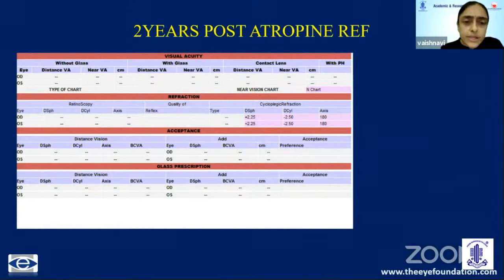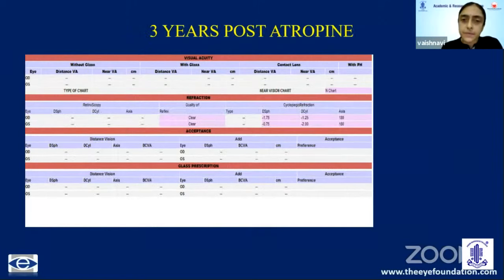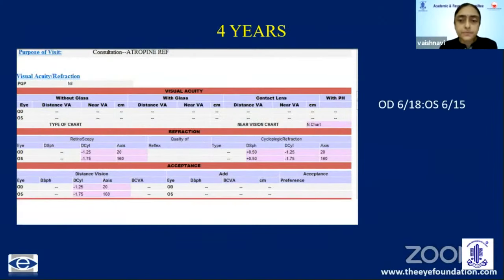This is a 2-year-old's post-atropine refraction. You can see the astigmatism is around minus 2.5 in both eyes at 180 degrees. So it's better you just observe the patient every 6 months. And this is a 3-year-old's post-atropine refraction. You can see the astigmatic power is around minus 1.25 and minus 2 at 180 degrees. Still, you can observe and call them regularly every 6 months.